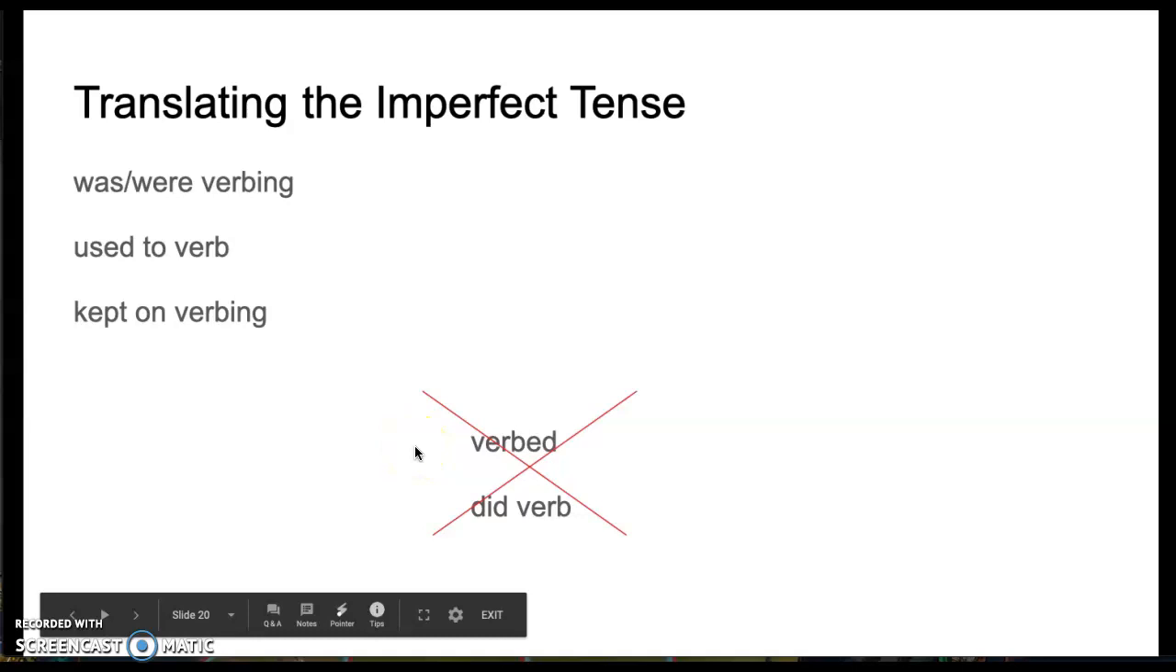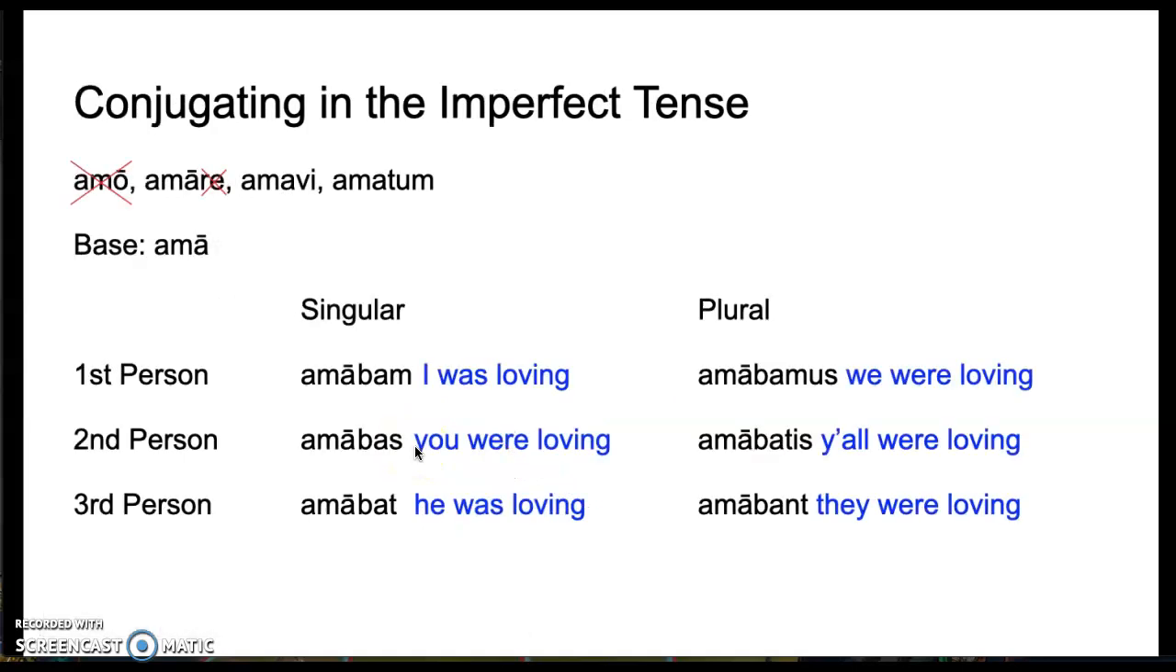So, if I'm looking at the verb to love, I'm not going to say I loved or I did love. It's was, were verbing, and we swap out for love. So that will be I was loving, you were loving, he, she, or it was loving, we were loving, y'all were loving, they were loving. Amabam can be translated as I was loving, I used to love, or I kept on loving.